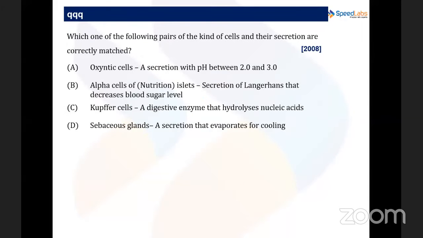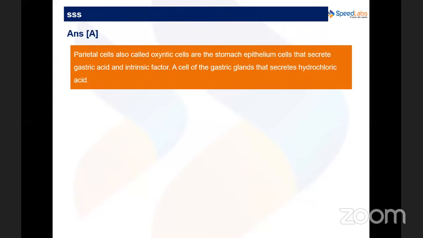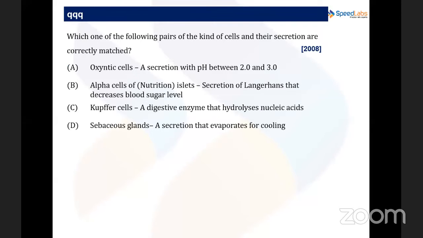Which one of the following pairs of the kind of cells and their secretion are correctly matched? Option A, oxyntic cells, a secretion with pH 2 and 3. Option B, alpha cells of islets of Langerhans, secretion that decreases blood sugar level. Option C, Kupffer cells, a digestive enzyme that hydrolyzes nucleic acids. Option D, sebaceous glands, a secretion that evaporates for cooling.